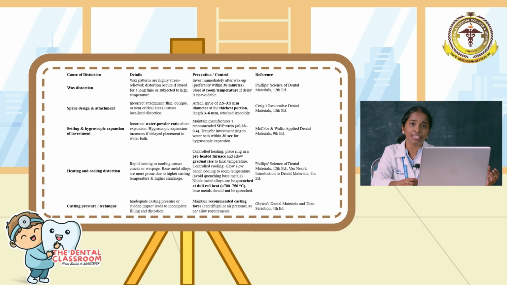Sprue design and attachment play a crucial role in avoiding distortion. Incorrect attachments, such as thin, oblique or sprue attachment near the critical areas, can cause localized shrinkage. Attach a sprue of 2.5 to 3.5 mm diameter at the thickest portion, with a length of 3 to 6 mm, and attach it smoothly. Also keep in mind that the sprue should be attached at a 45-degree angle at the bulkiest portion of the wax pattern.